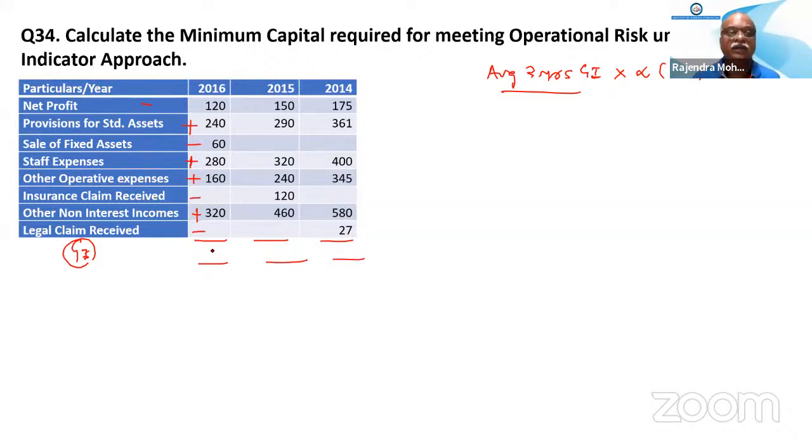Tell me what is the gross income for 2016, 15 and 14. Sale of fixed asset and insurance we have to deduct. Why to deduct?